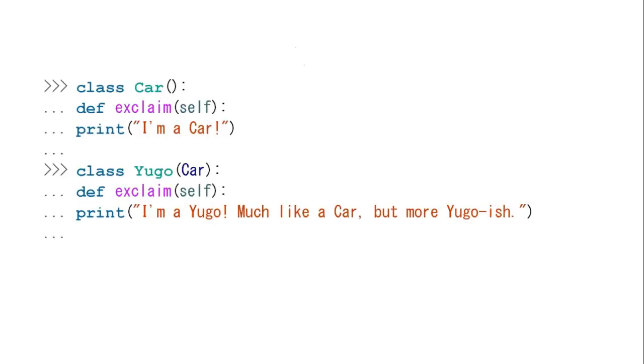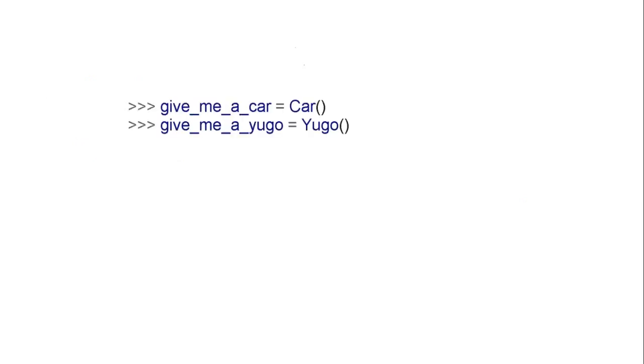Override a method. As you just saw, a new class initially inherits everything from its parent class. Moving forward, you will see how to replace or override a parent method. Yoga should probably be different from Car in some way. Otherwise, what's the point of defining a new class? Let's change how the exclaim method works for a Yoga. Now, make two objects from this class. What do they say?